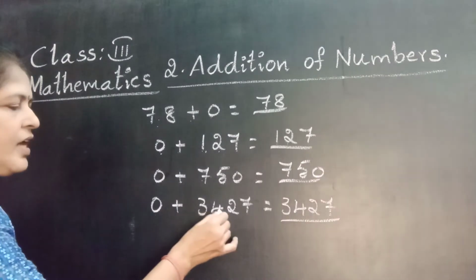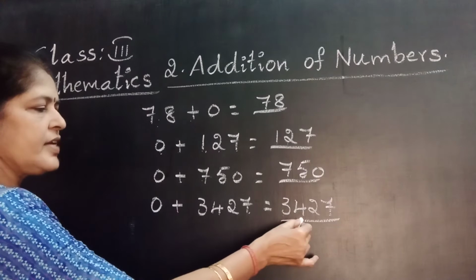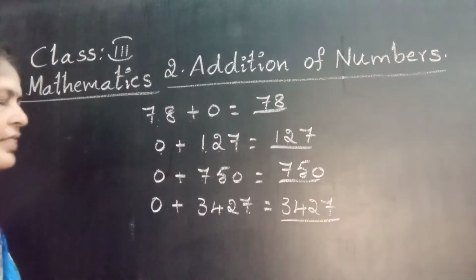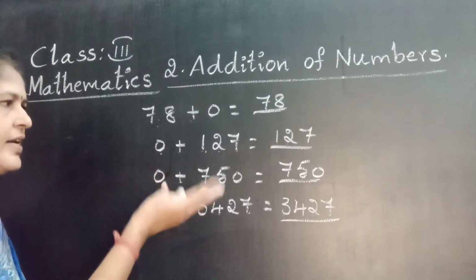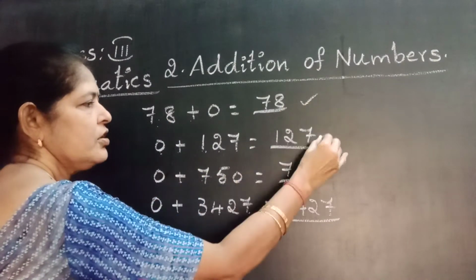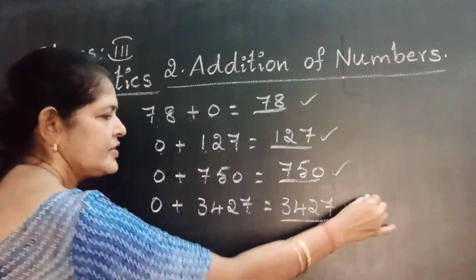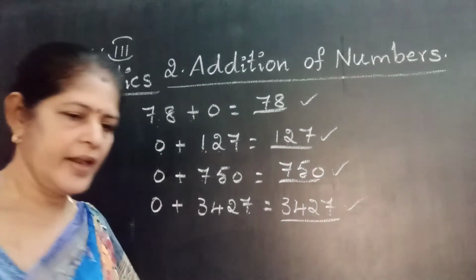0 plus 3427 equal to 3427. That means when we add 0 to any number, that means 2-digit or 3-digit or 4-digit, the total goes to the same number. This is adding 0 with a number. Can I go to the next one?